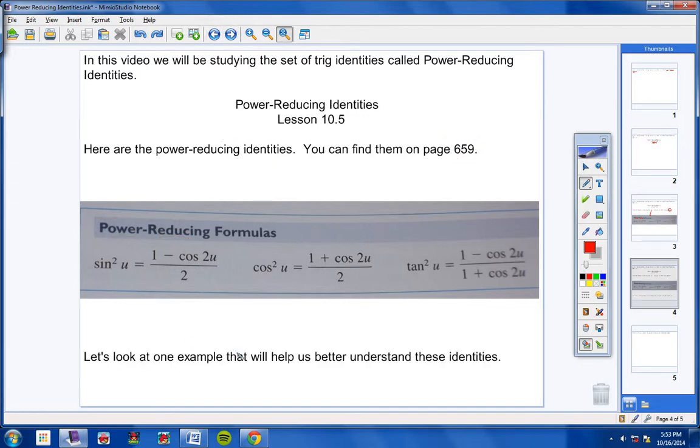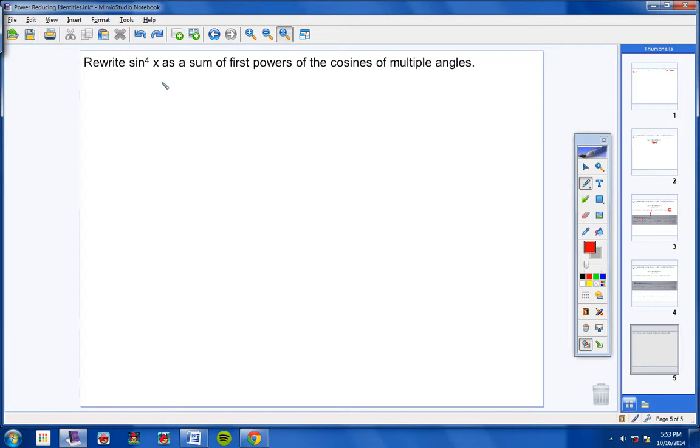We're going to take a look at one example that will help us better understand these identities, okay? So with that in mind, here we go. We're going to rewrite sine to the fourth power as a sum of first powers of the cosine of multiple angles. That sounds really confusing, but listen to me and I'll explain it really well, okay?